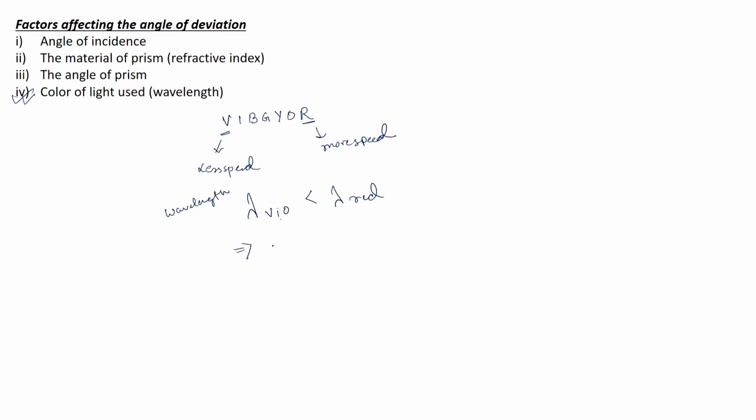It means that mu of violet is greater than mu of red, because lambda and mu are inversely proportional. So if wavelength of violet is greater than wavelength of red, then refractive index of violet will be, sorry, I told it wrong. Wavelength of violet is less than wavelength of red, then refractive index of violet will be greater than refractive index of red. And you all know that if refractive index is more, the deviation will be more. So deviation of violet will be greater than deviation of red.